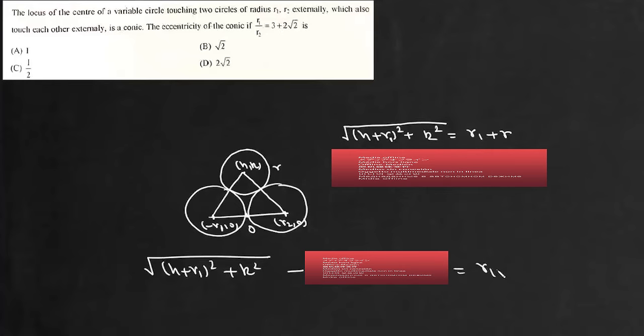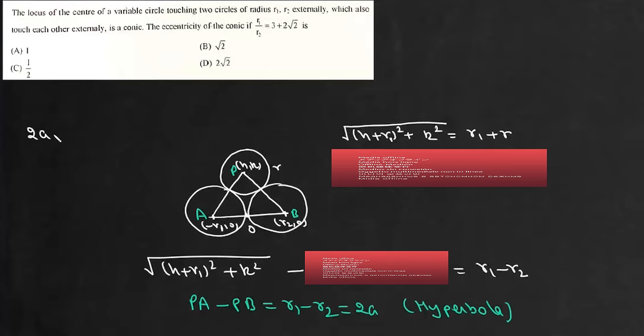Now suppose this point is P, this is A and this is B. So basically we'll get PA minus PB, that is constant, and it is equal to r1 minus r2, which is equal to 2A. So this point P will lie on a hyperbola. Now for this hyperbola A and B are its foci. So distance between foci 2AE is equal to r2 plus r1, and this 2A is equal to r1 minus r2.